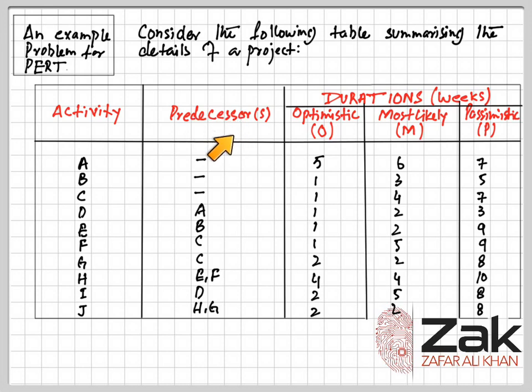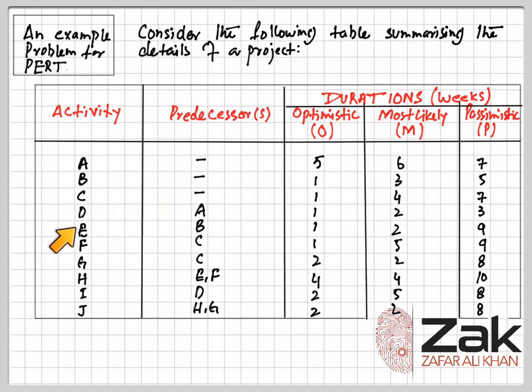So now, what is a predecessor? A predecessor event is an event that immediately precedes some other event without any other event intervening. An event can have multiple predecessor events and can be the predecessor of multiple events. So let's see, for activities A, B, and C here, there is no predecessor. But to start activity D, we have to have activity A completed. So A is a predecessor of activity D.